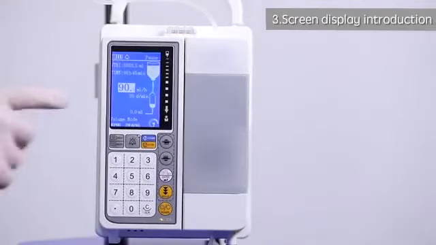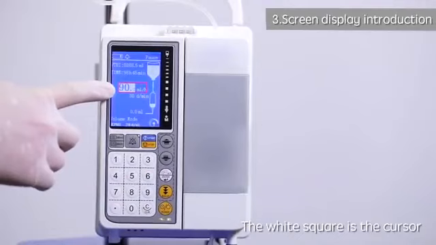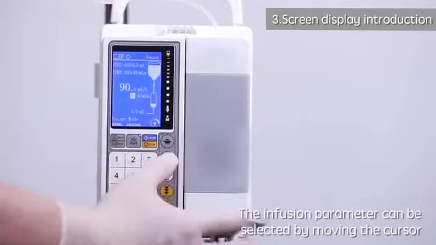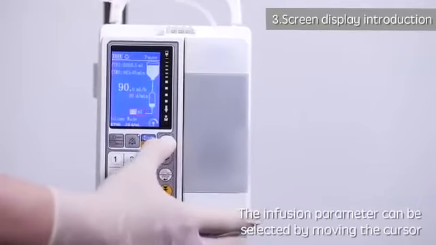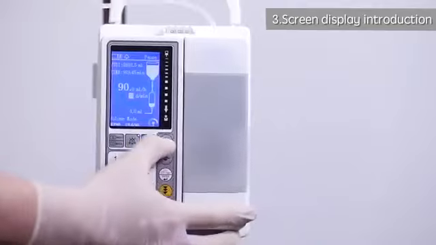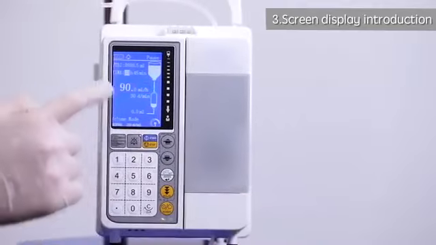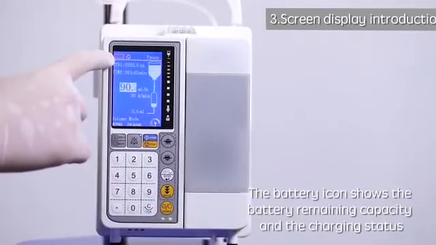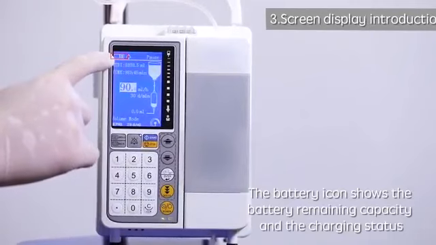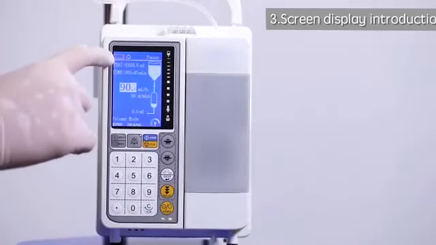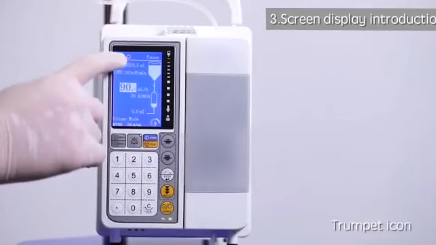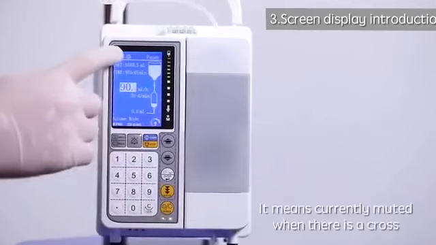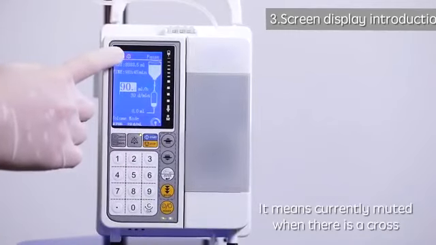3. Screen display introduction. The white square is the cursor. The infusion parameter can be selected by moving the cursor. The battery icon shows the battery remaining capacity and the charging status. Trumpet icon: it means currently muted when there is a cross.